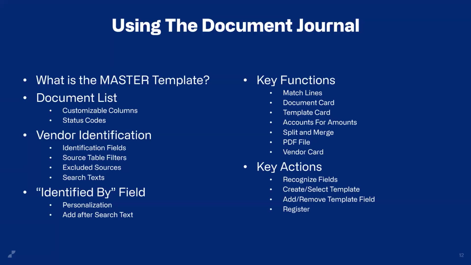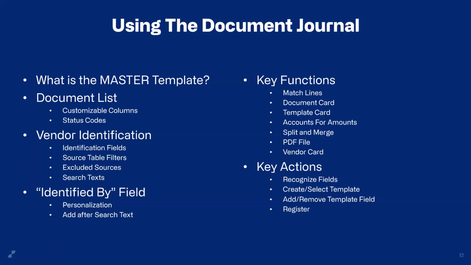You always have the ability to filter the source table, like I showed you yesterday, or you can exclude sources from being used in Continia. So if there are certain vendors that you do not want to process, like internal vendors or blocked vendors, you can add them to the excluded sources list.